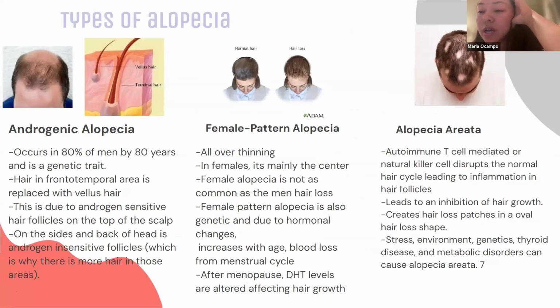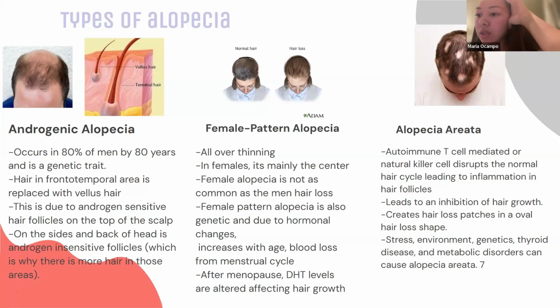Okay, so for the types of alopecia, about 80% of men have some sort of hair loss by the time they're 80 years. And this happens in androgenic alopecia. The hair in the frontal temporal area, so the top of the scalp, is replaced with vellus hair, which is the thinner hair, as you can see in the photo. It's very thin, short, and small, due to the androgen-sensitive hair follicles on the top of the scalp. On the sides and back of the head, there's more hair growing, and it doesn't really fall out due to those areas not being sensitive to the androgen, which plays a role in hair growth.